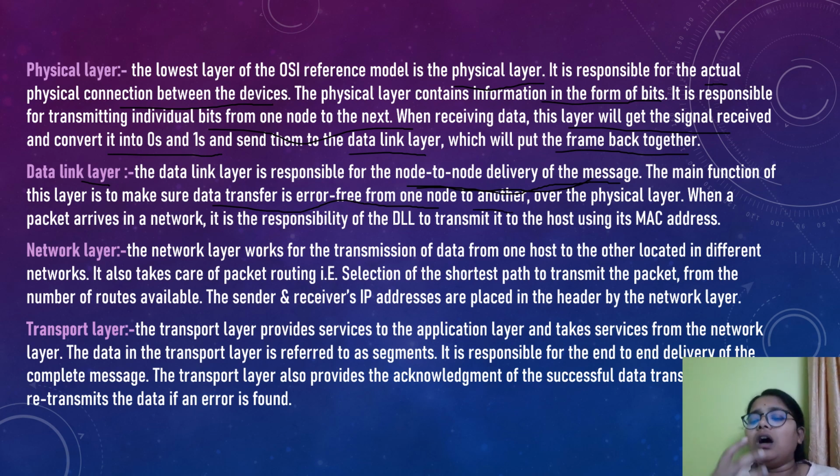The main function of the data link layer is to make sure that data transfer is error free from one node to another. There should be no error occurring while transferring from one node to another over the physical layer. When a packet arrives in a network, it is the responsibility of the DLL to transmit it to the host using the MAC address.